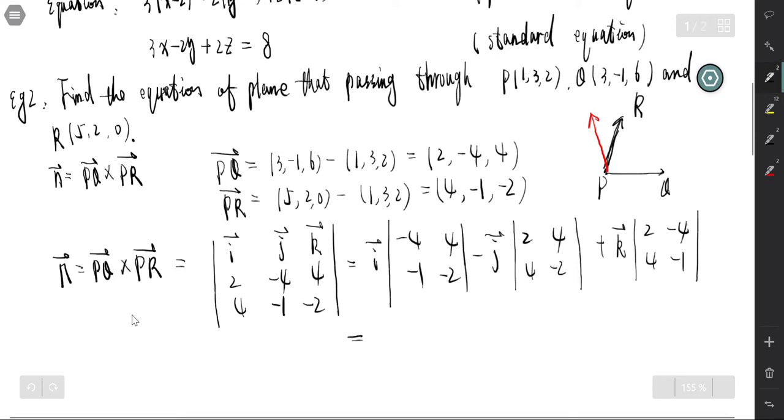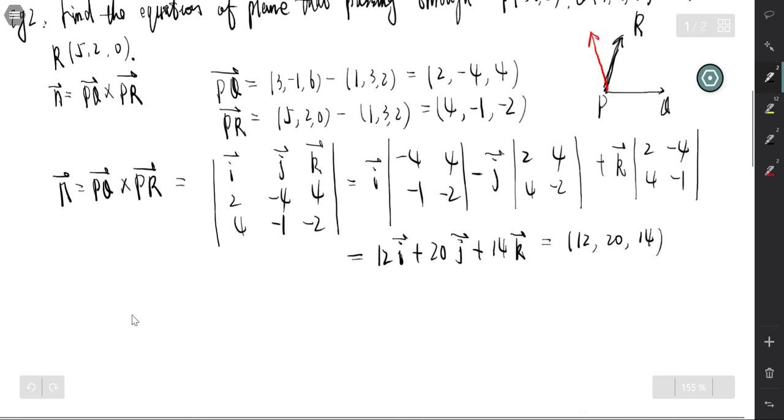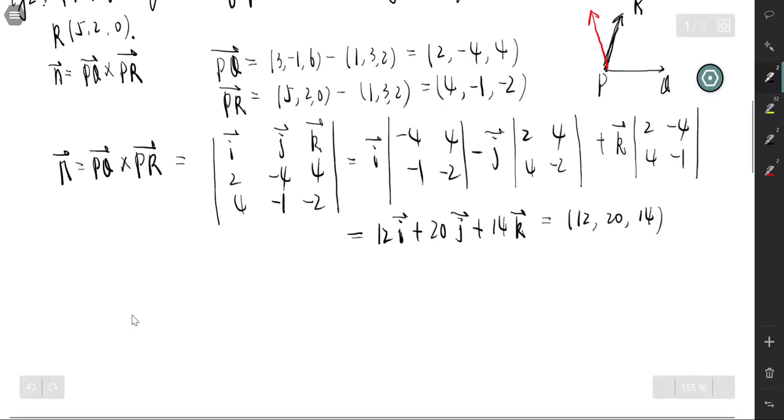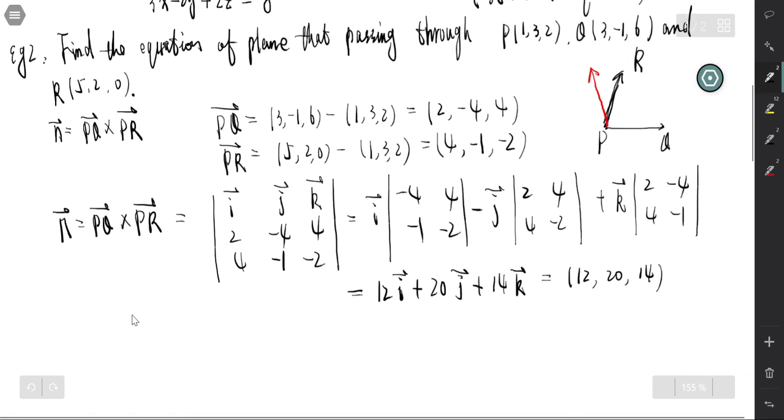That is 8 minus 8 plus 4, that's 12i. That's negative 4 minus 16, that's negative 20, and there's a negative sign, so that's 20j. And negative 2 plus 16, that is 14k. It can be read as 12, 20, and 14. That's the normal vector. Then we can choose any point of P, Q, R to be the P naught.